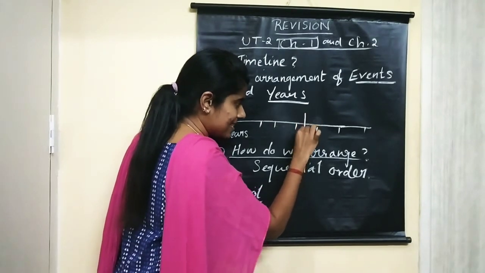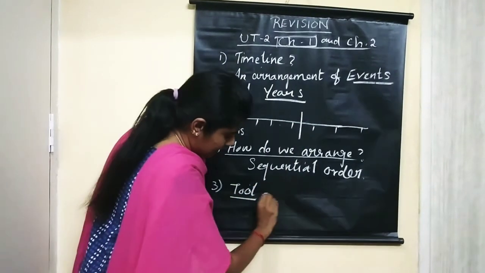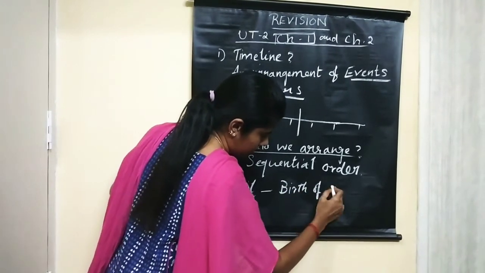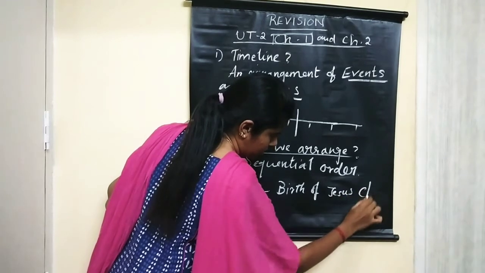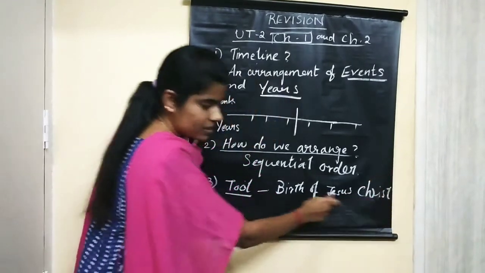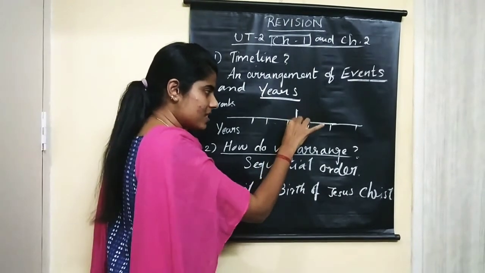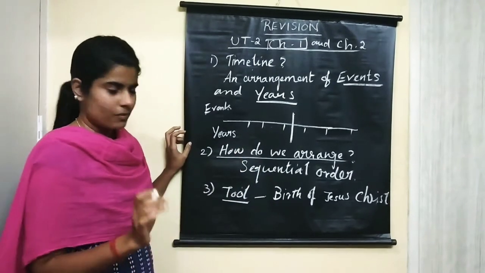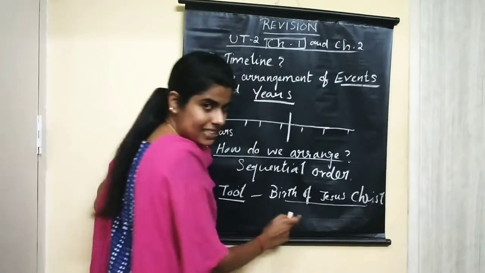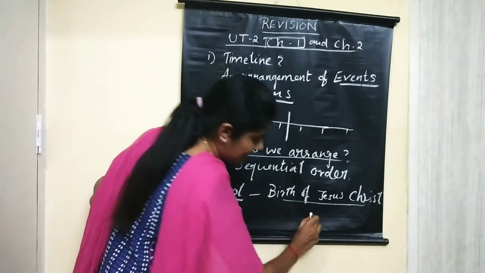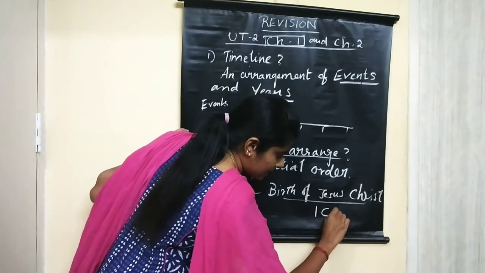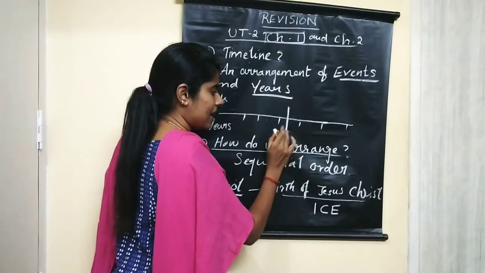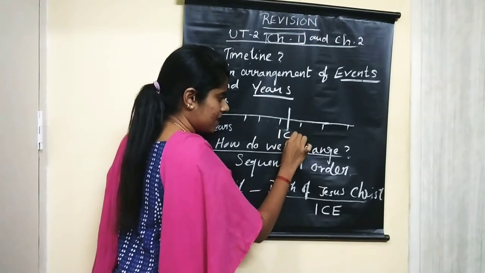We are taking it as the central point. The tool is the birth of Jesus Christ. We are taking Jesus Christ's birth as the central point and we are dividing the timeline into 2. Are you all clear, children? Okay. What are we referring to it as? We are referring to his birth as 1 CE. We are referring to Jesus Christ's birth as 1 CE.